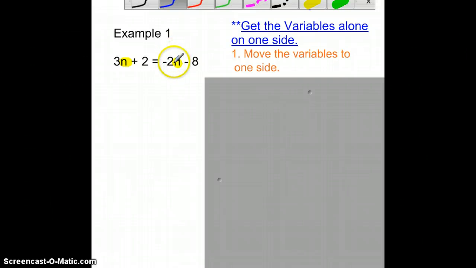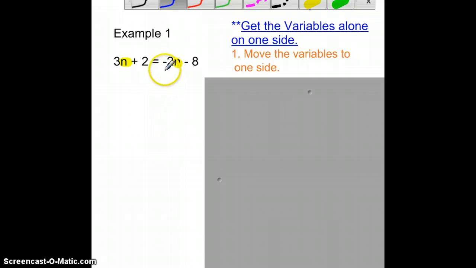And we have an n on the right side and an n on the left side. And we know that it's all about getting the variables alone on one side. So what we have to do is move the variables to one side. It really doesn't matter which side I choose. I just have to be consistent. So I'm going to get my n's all on the left side in this case. So any term with n in it, I've got to get it to the left side of the equation.